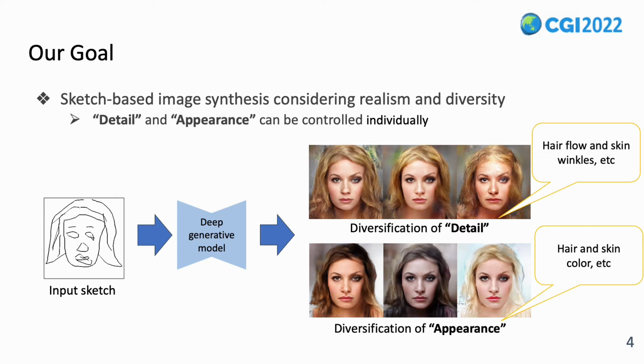To solve this problem, we propose a sketch-based image synthesis method that considers both realism and diversity. Our goal is to control detail and appearance individually. Here, the detail refers to the flow of hair and wrinkles on the skin, and the appearance refers to the colors of the skin and hair and so on. As you can see from the left single hand-drawn sketch, our deep generative model can generate various face images, as shown on the right.